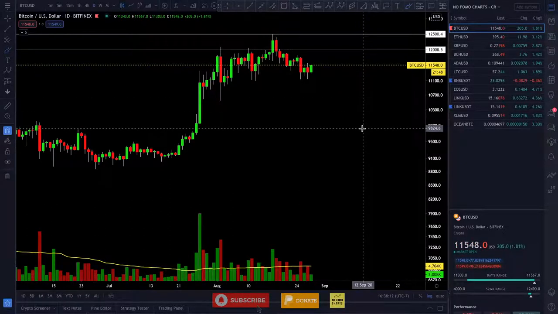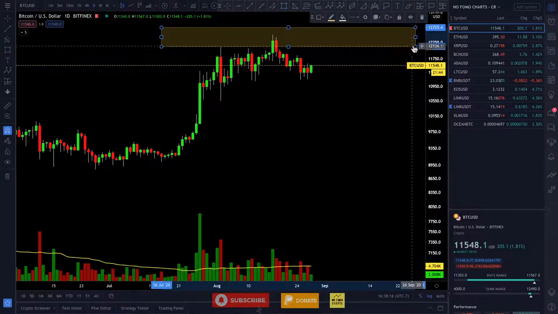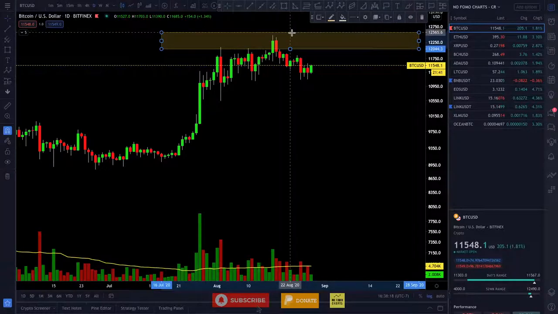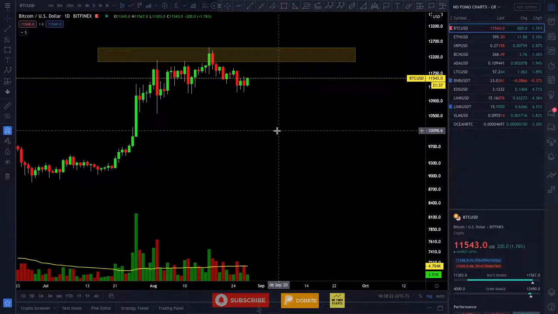12,500, right? So let me draw that as a yellow box, okay? 12,000, 12,500 range, all right? So somewhere right here, that is the resistance range. Tops are right there.